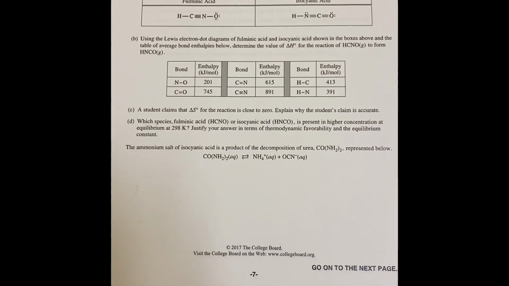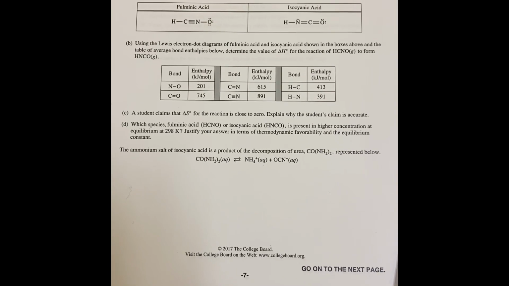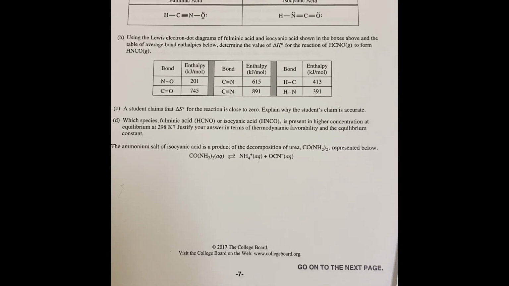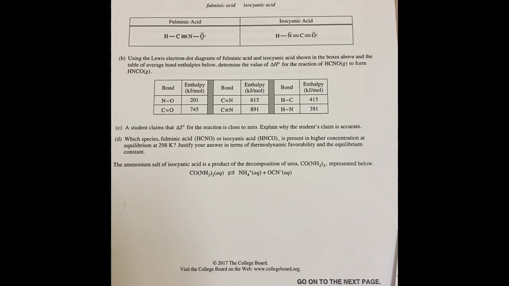After part C then, we move on to part D, where we are asked which species of acid is present in higher concentration at equilibrium. We are then asked to justify our answer in terms of thermodynamic favorability and the equilibrium constant. For this question, we have to look at topics 9.3, which is Gibbs free energy and thermodynamic favorability, and also topic 9.5, which is free energy and equilibrium.